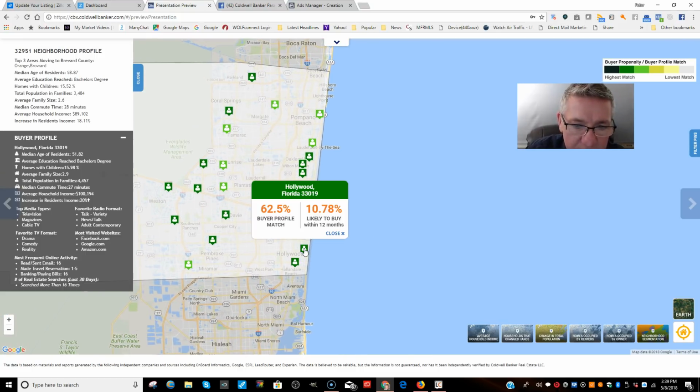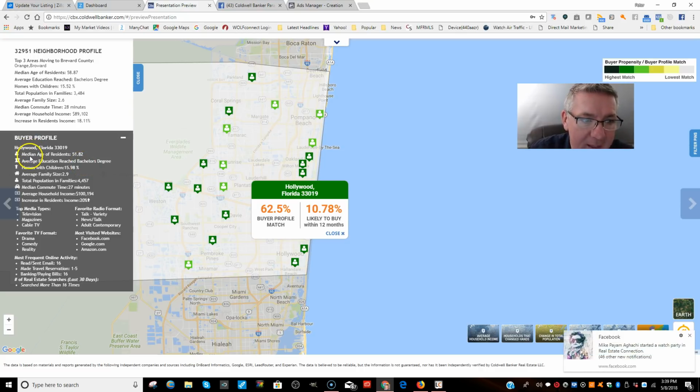So I'm clicking on this zip code here because it's got a nice match, 33019. Over on the left hand side of the screen, it's going to tell me the neighborhood profile where I am, the property up north. It's then going to tell me the buyer profile. Okay, so the median age of these residents is 51, whereas in my target property it's 58. So these are people who are a little younger. Now that's probably a good thing, because if people are selling a home in an area, they're generally going to sell it to someone who's like them, but 10 years younger.